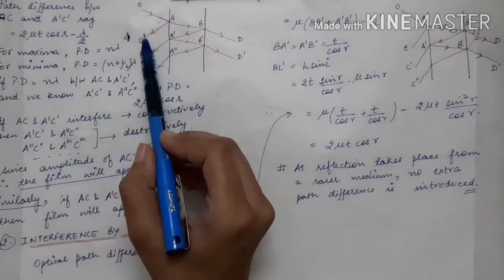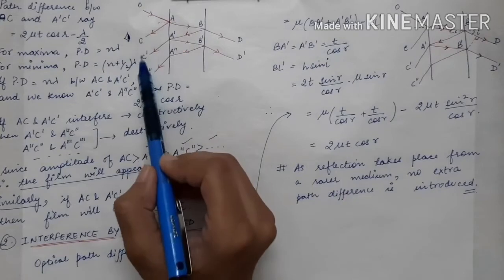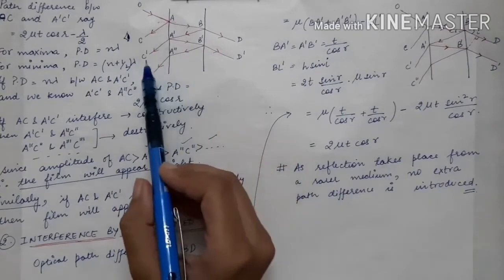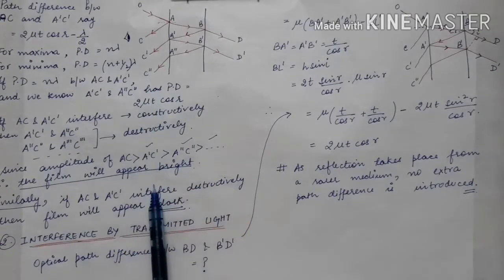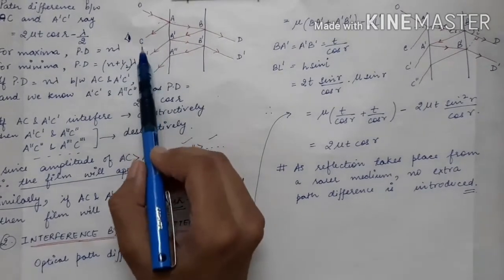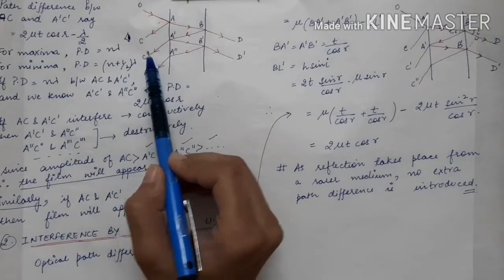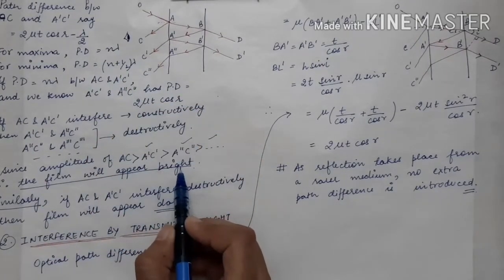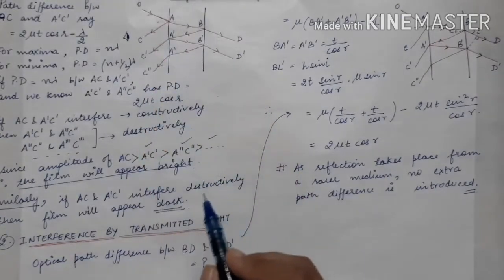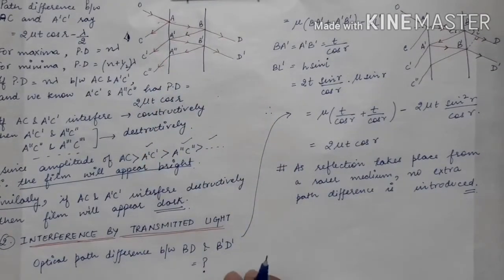So if the first two rays are interfering constructively and all others are interfering destructively, and the amplitude of all other rays is negligible as compared to the amplitude of the first two reflected rays, the film from the left hand side will appear bright because the first two reflected rays are interfering constructively.